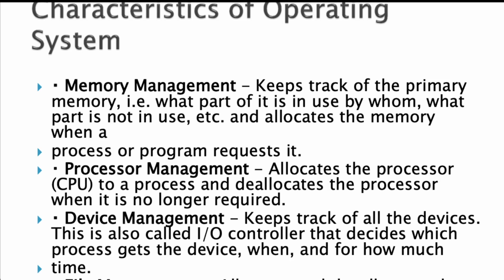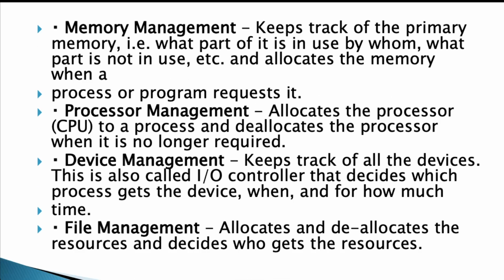Then you have device management. Device management is used to keep track of all devices. And then you have file management, allocation and deallocation of resources and files, right? So these are 4 key characteristics of an operating system.